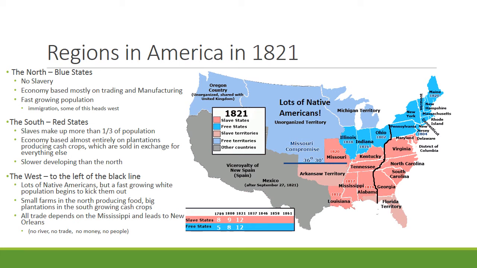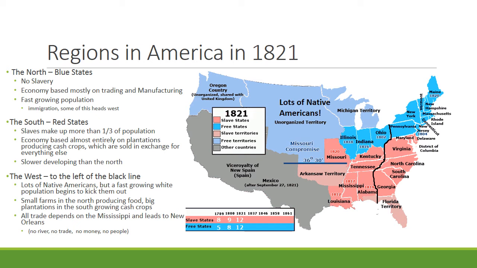So then you've got the South, and the South are represented by the red states. And in the South, there are a huge number of slaves. They make up more than 1/3 of the population down there. And here the economy is based almost 100% on plantations. And these plantations produce cash crops.